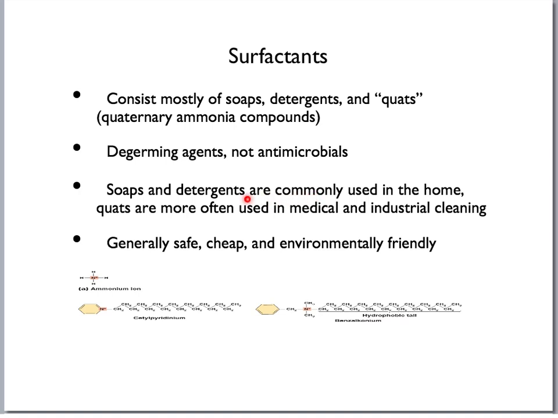Soaps and detergents are commonly used in the home. They're also commonly used in lots of cleaning applications. Quats are seldom used in the home. They're sort of considered industrial strength, and they're often used in medical and industrial cleaning or in professional cleaning machines. They're slightly more dangerous, slightly more toxic, and slightly more expensive than soaps, so they're usually not the sort of things you find in household cleaners, although some household cleaners will have them. Surfactants are useful because they're usually safe, cheap, and environmentally friendly. They work very well at getting rid of microbes, but they are not antimicrobial agents in and of themselves.